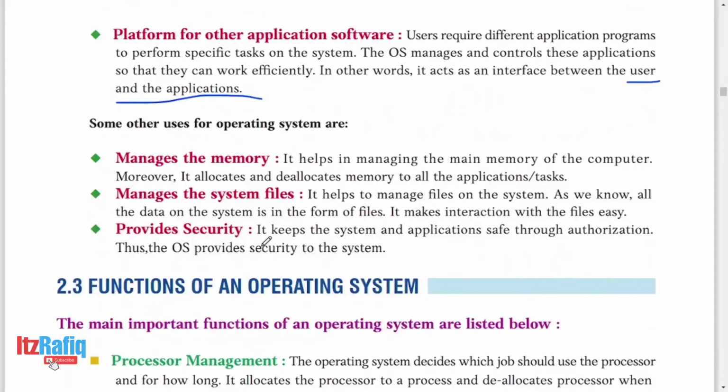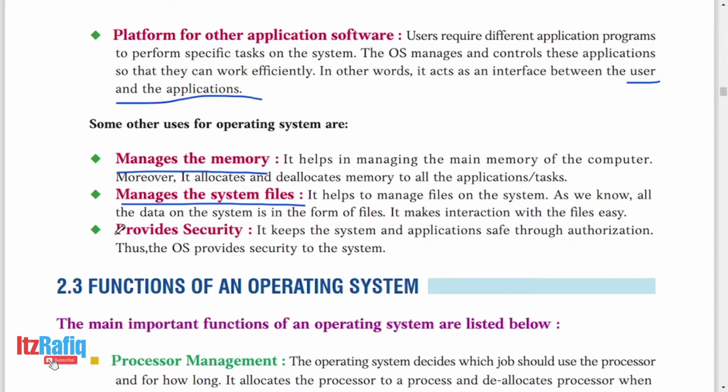Here are some uses of operating system. Why we should use operating system. Manages the memory, manages the system files, provides security. Now manages the memory. It helps in managing the main memory of the computer. Moreover, it allocates and deallocates the memory to the applications and tasks.